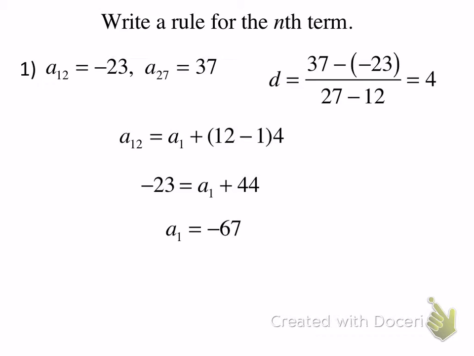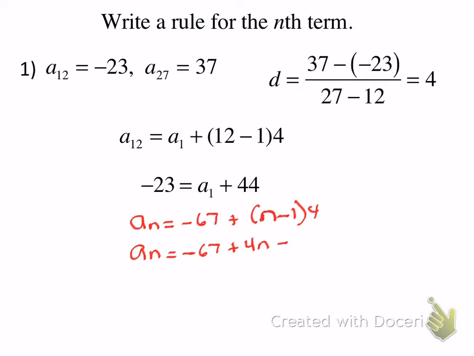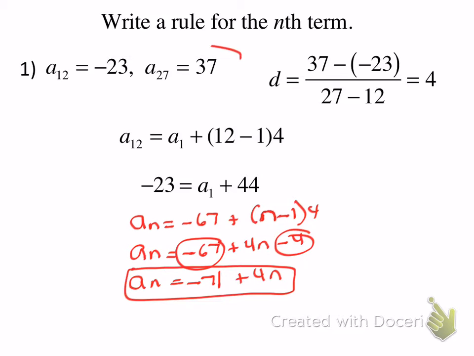Let's go with Harrison. What is it? A sub n equals... what? Negative 67 plus the quantity of n minus 1 times 4. Now let's simplify it, guys. A sub n equals negative 67 plus 4n minus 4. Let's combine our like terms, and so the rule is negative 71 plus 4n, and there is my explicit rule for this sequence.